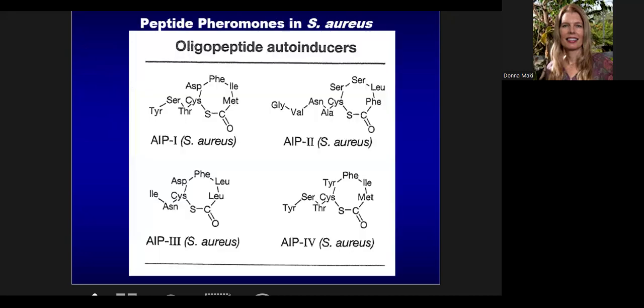So these are some examples of the peptide pheromones. All those letters are different amino acids that are strung together. And you can see Staph aureus, which you've worked with. There are different strains of Staph aureus here, and they have slightly different peptide pheromones.